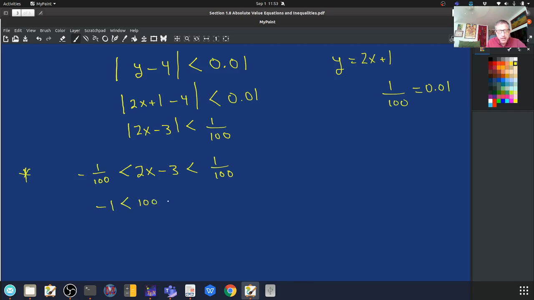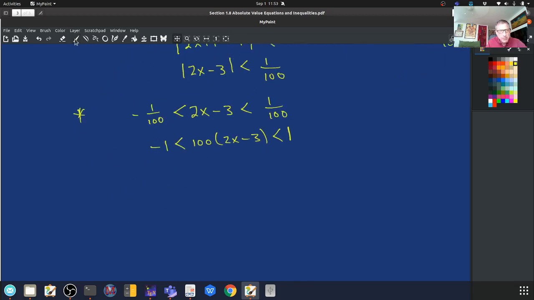I'm going to multiply the entire middle part. I said 1,000. I mean to say 100. And I'm going to multiply the last part by 100 as well. And that's going to give me 1. So now I'm going to simplify. So this is minus 1. 100 times 2x is 200x. 100 times minus 3 is minus 300.